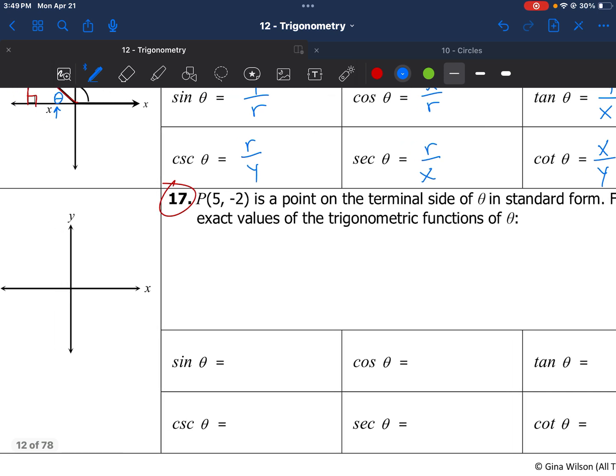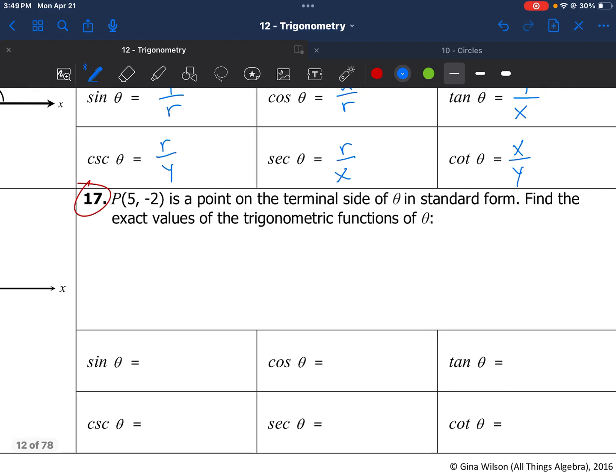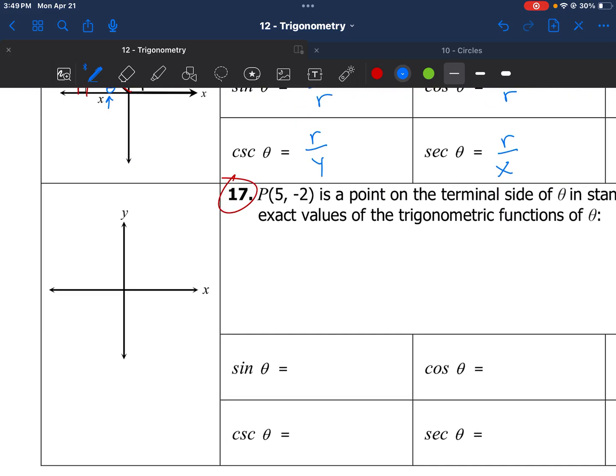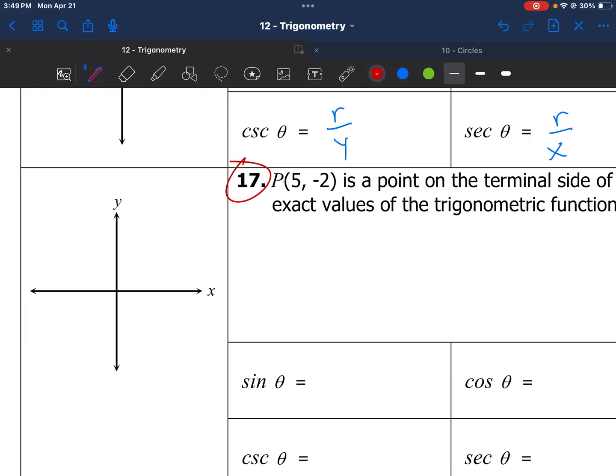So we have point P at the coordinates 5, -2, and it is a point on the terminal side of theta in standard form. Find the exact values of the following trigonometric functions. So let's just graph that point real quick. So 5, -2, we'll eyeball it. Let's say 5 is maybe about right there, down to -2. So we'll say maybe about right here. Here is my point P at 5, -2. This is on the terminal side of an angle that I was drawing. Okay?